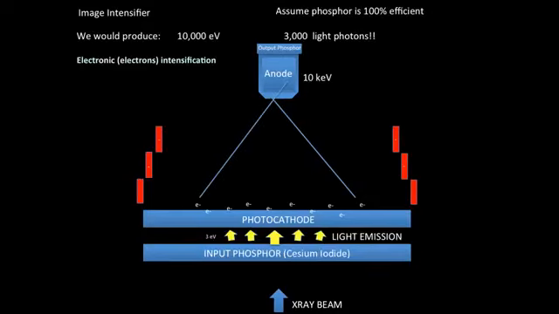Therefore, by this potential, assuming we have a phosphor that's 100% efficient, which is really not the case in reality, but approximately you would be producing 10,000 electron volts and yielding 3,000 light photons. So there's a significant magnification going on here as a result of the potential that we generate through the acceleration of electrons towards the anode.